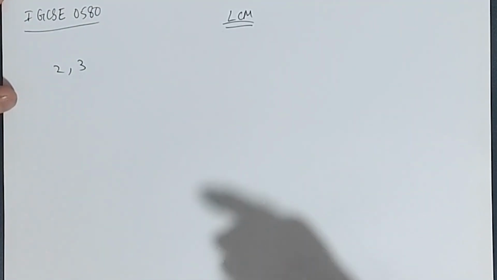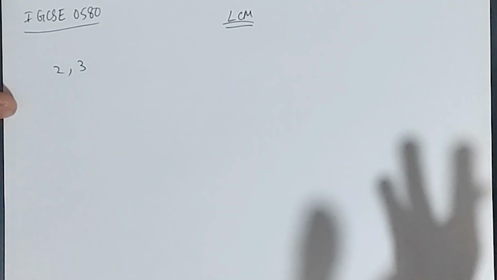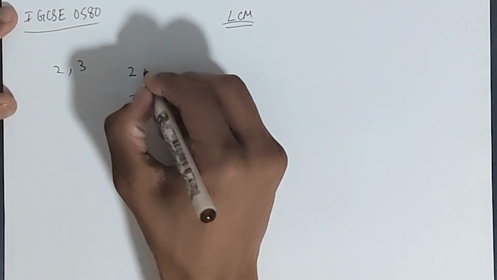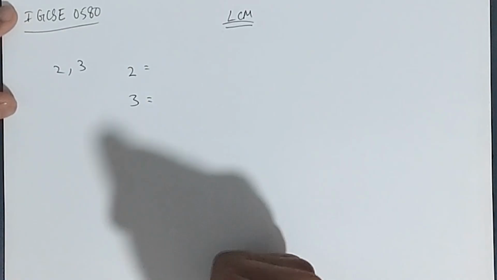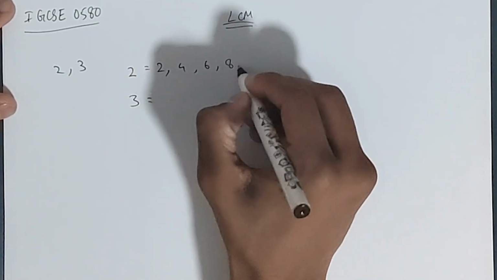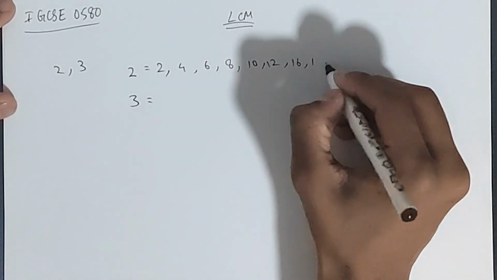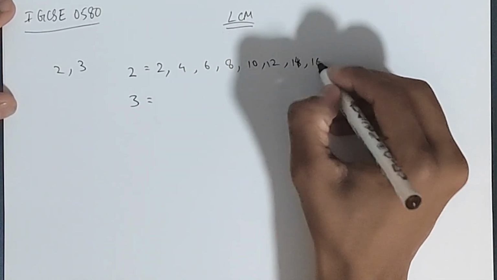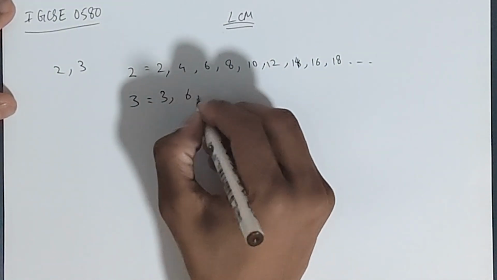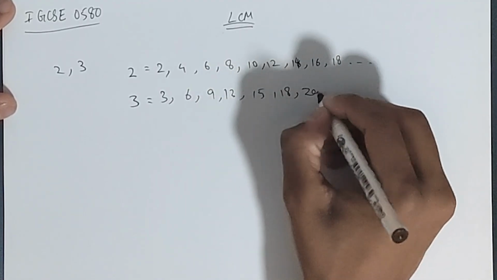If you want to find the LCM of these two numbers, one method that you can use is listing down the multiples. So we're going to go turn by turn, 2 and 3. Let's list down some multiples of 2: 2, 4, 6, 8, 10, 12, 14, 16, 18, on and on. For 3, let's write 3, 6, 9, 12, 15, 18, 21, and on and on.